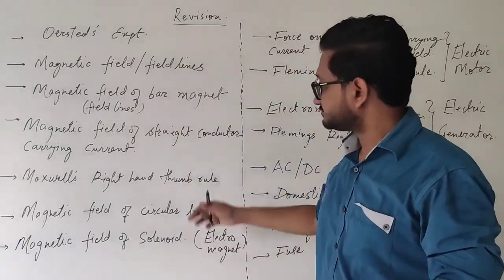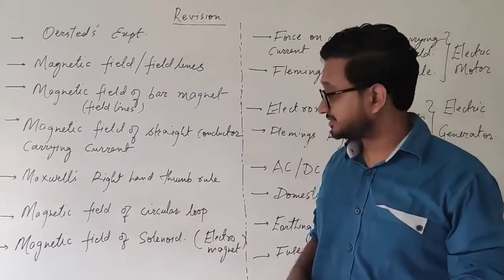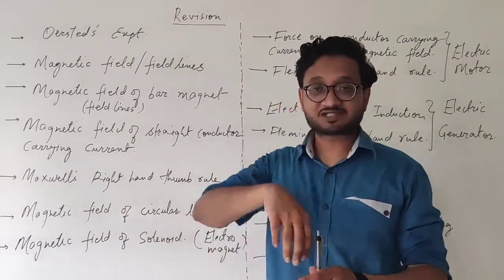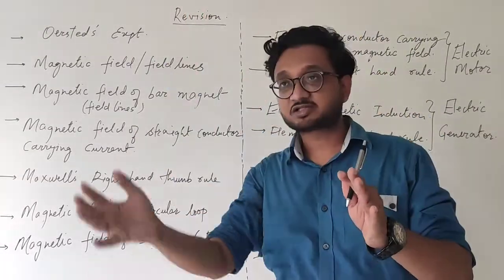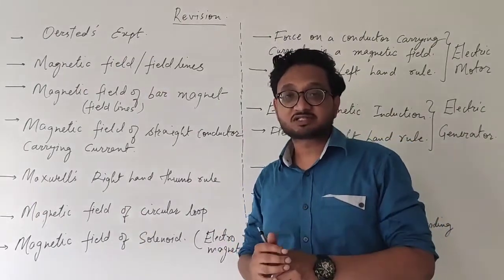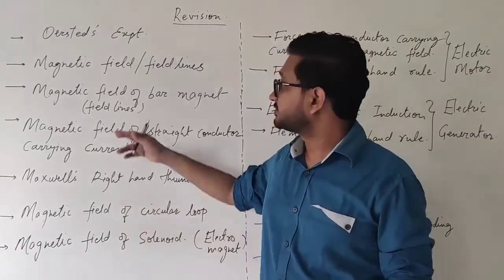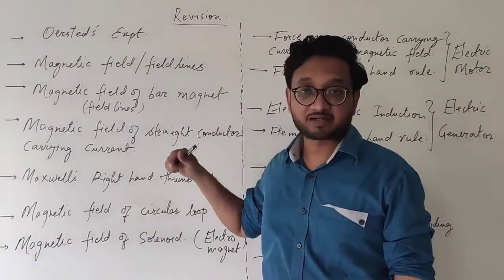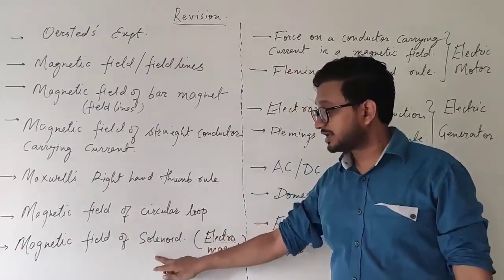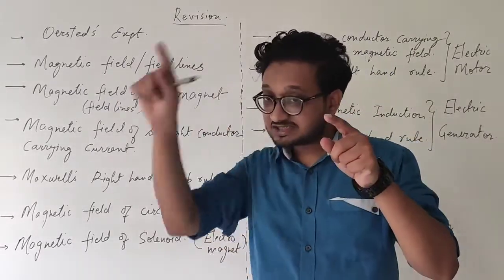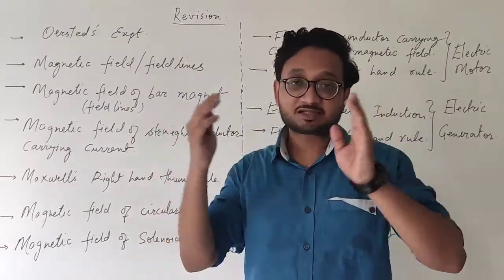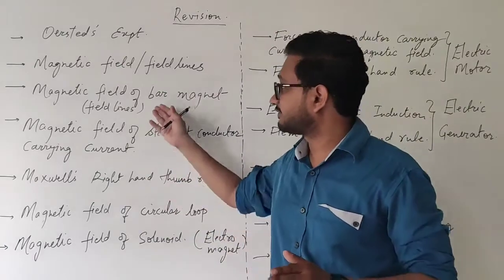The next one is the magnetic field of a circular loop. You have a straight conductor, and now you make it into a circular loop. This circular loop gives us a magnetic field similar to that of a bar magnet. And when you turn them into a solenoid, the field line is similar to that of a bar magnet.